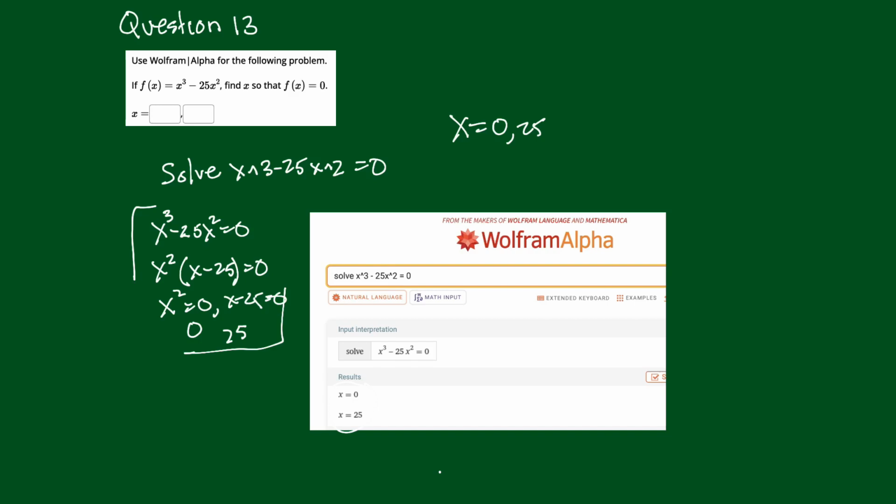Now, just make a note here. This equation up here is cubic. I'm expecting 3 solutions. It shows only 2. But if you look down here, you see this x squared equals 0? That x squared equals 0 is really x times x equals 0. So that x could be 0, or that x could be 0. So 0 is a solution with multiplicity 2. The solutions are really 0, 0, 25, but you don't write 2 zeros.